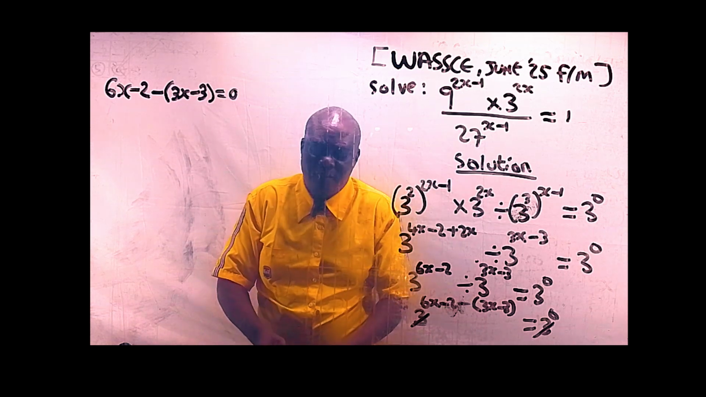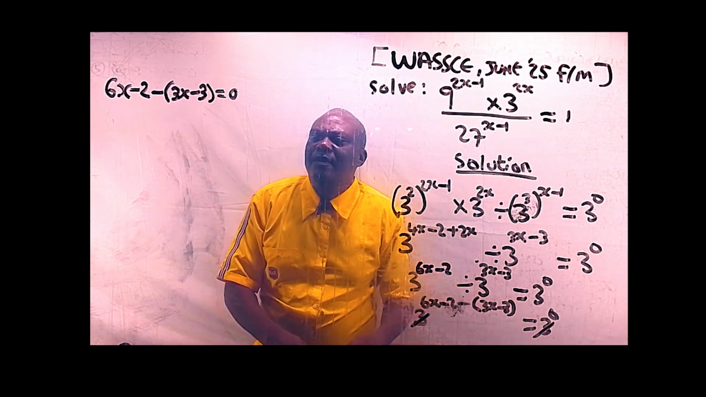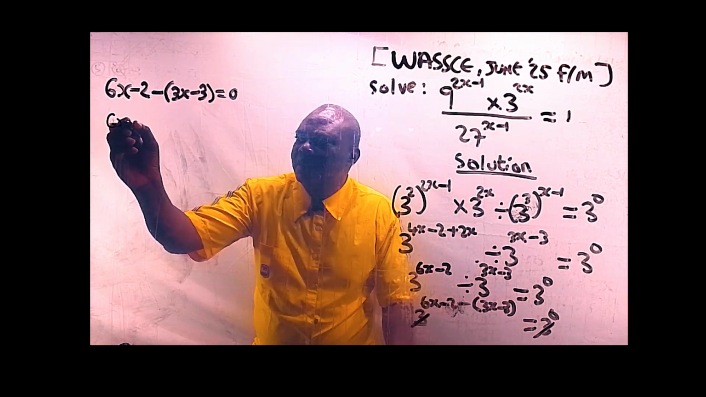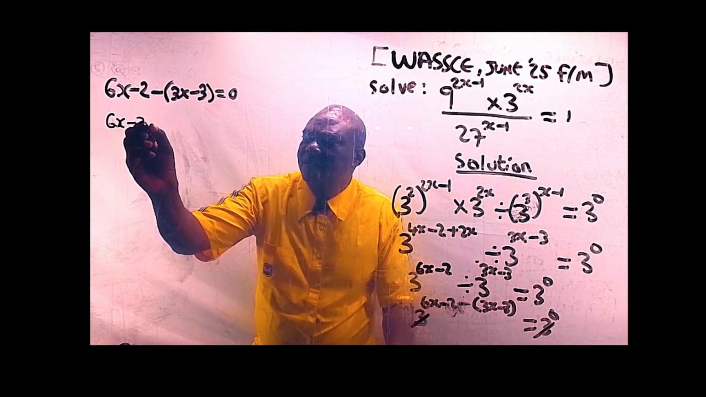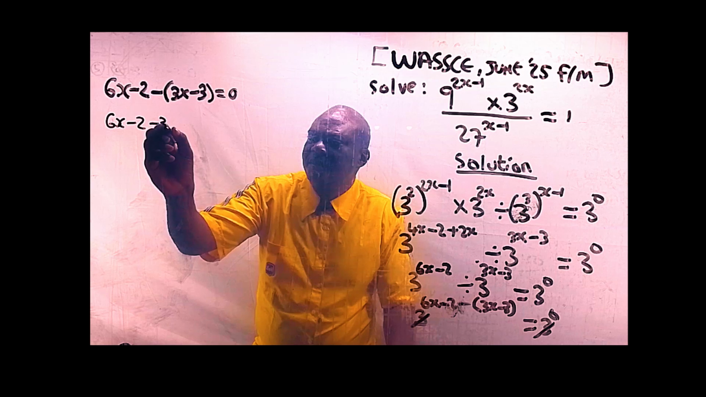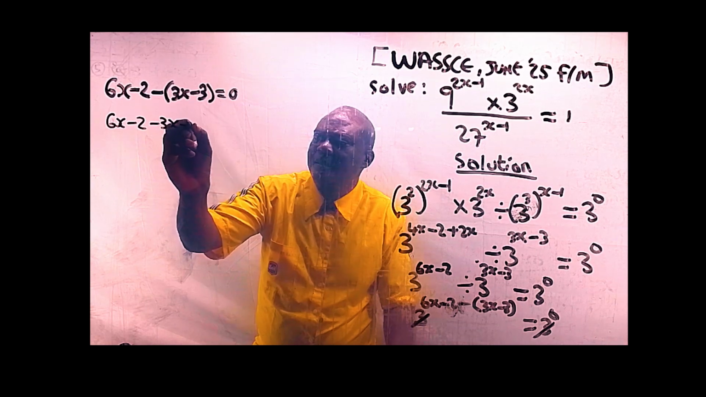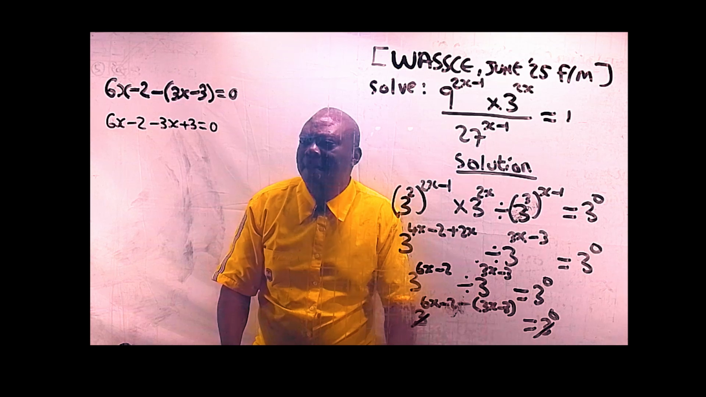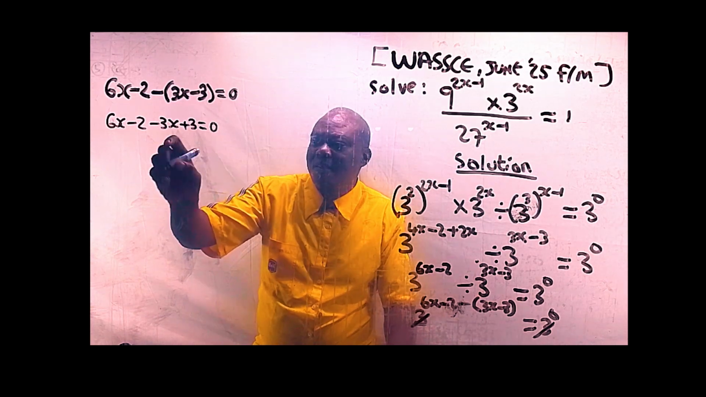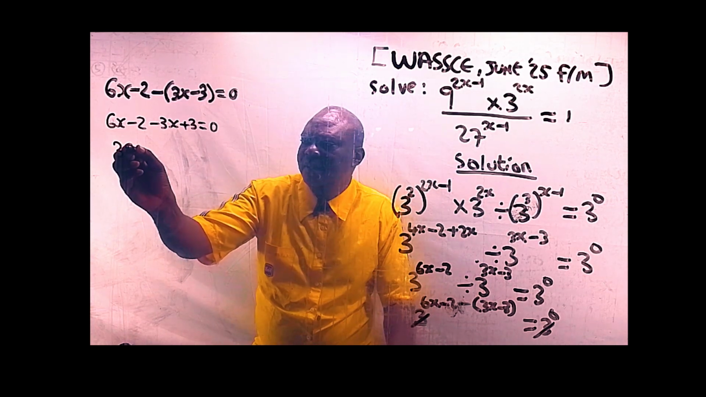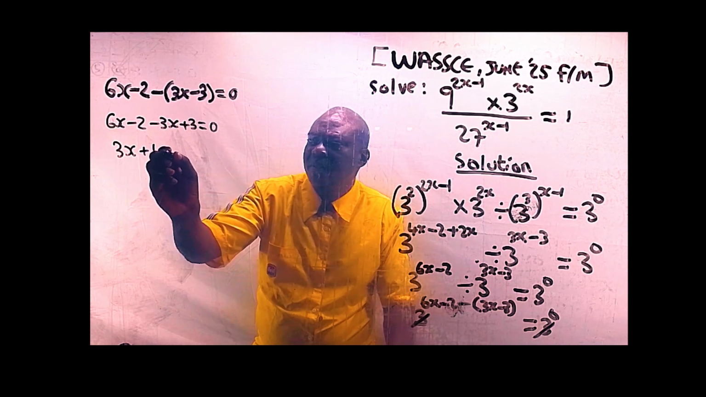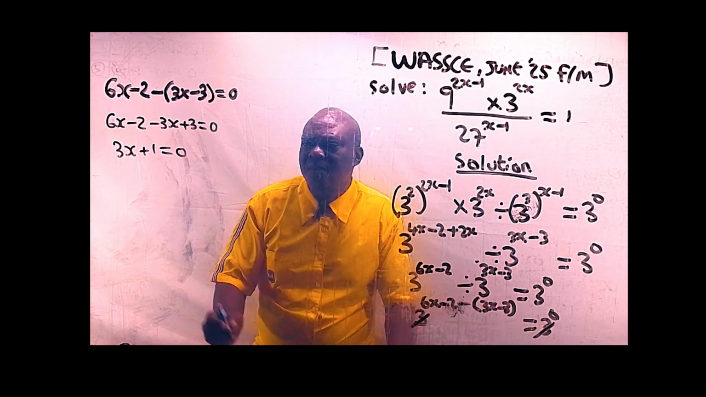There you do it. So 6x minus 2 minus 3x plus 3 equals to 0. 6x minus this one you have 3x plus 1 equals to 0.